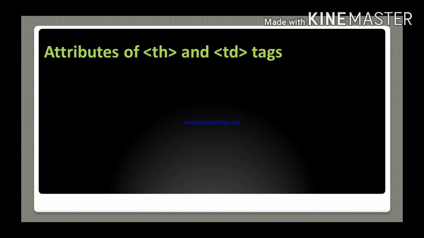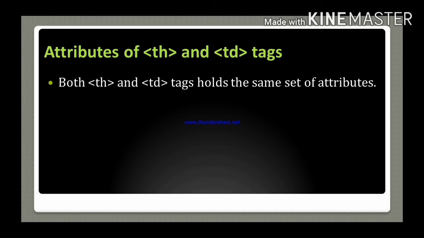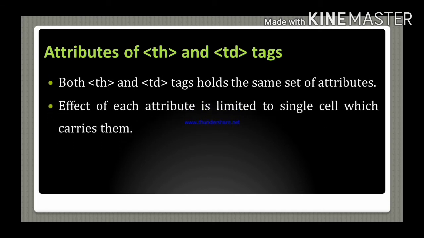Attributes of th and td tags. Both th and td tags hold the same sets of attributes. The effect of each attribute is limited to the single cell which carries it. Means if we are adding any attribute to th or td, the effect of that attribute will be applied only on the cell which is created by that particular td or th.